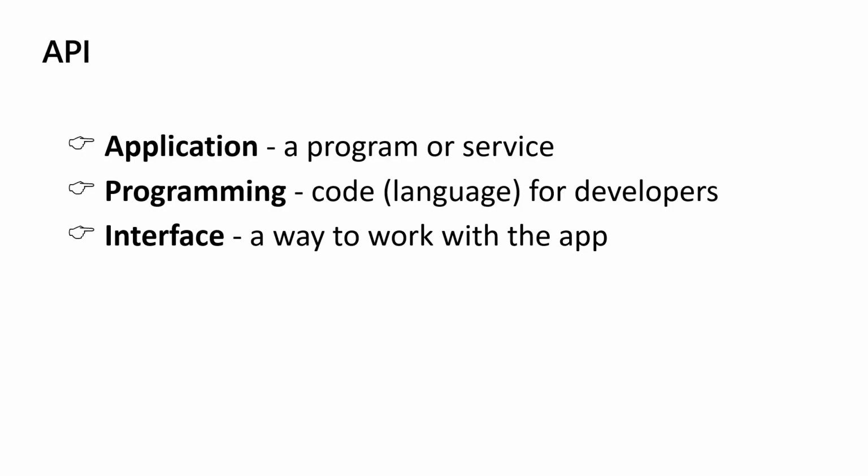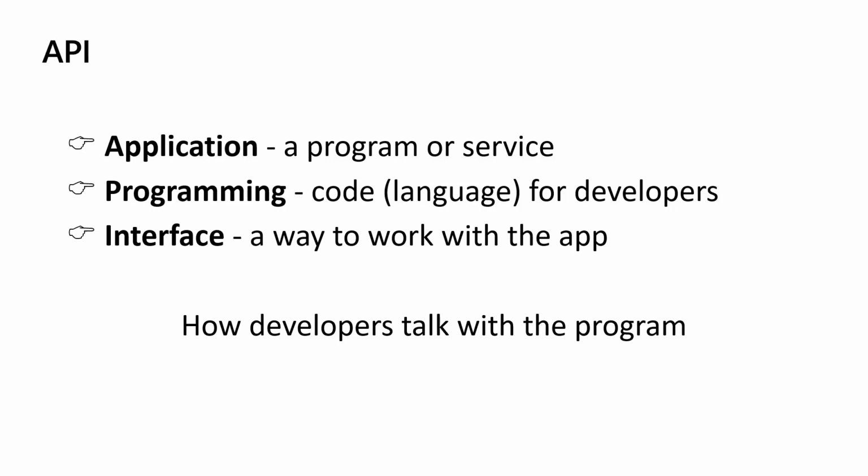And programming here relates to the code, the language for developers. An interface is just a way to work with the app. So in this context, it's how developers talk with the program, how it talks with the application. Now APIs, not all applications have APIs, or more accurately, some applications have APIs, but they're terrible. So ideally you want to automate using APIs, but not all applications have APIs.